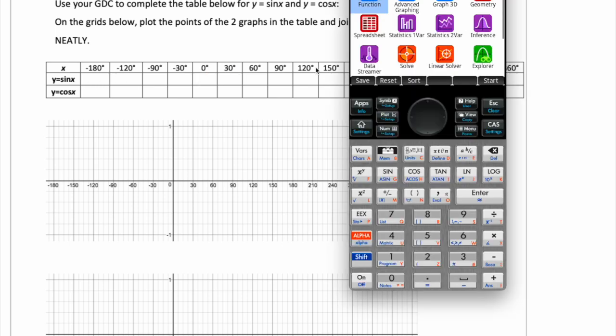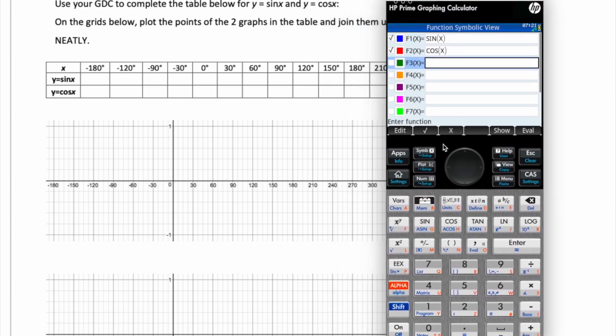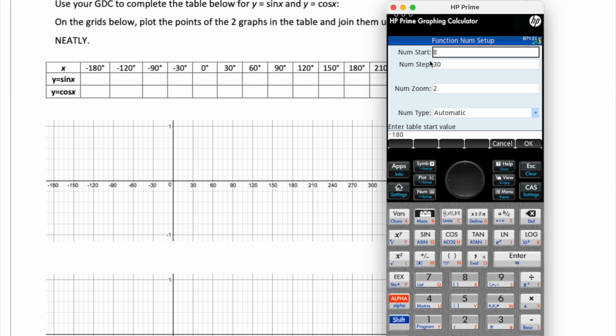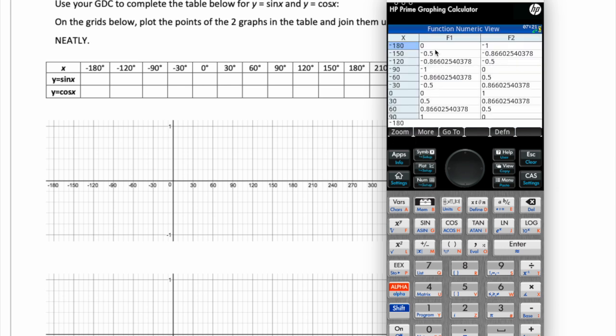Notice these values are going up by 30, so let's type in the functions. Sine x, cosine x. Make sure you're in degree mode, and we can go to Shift Num, and start off with negative 180 and go up in 30s if we put the step size as 30, right? So I'm going to fill in the table first. I'm going to click on OK, and then click on Num, and we get all the values that we need.